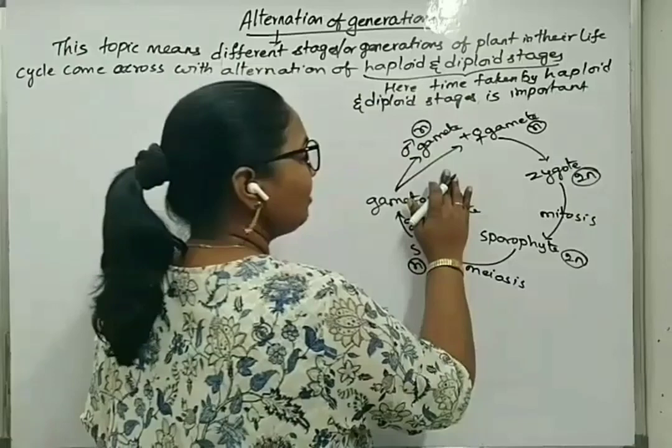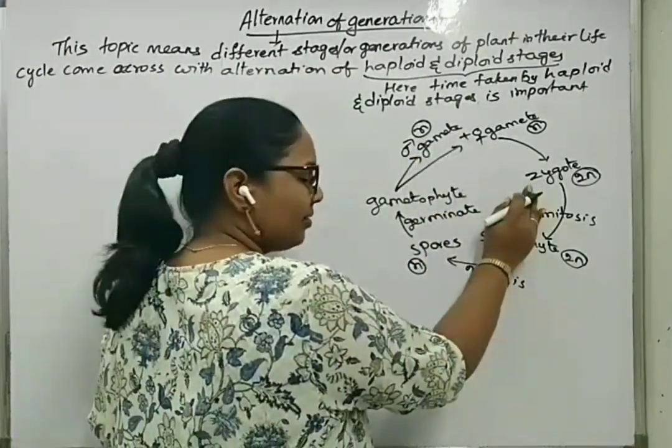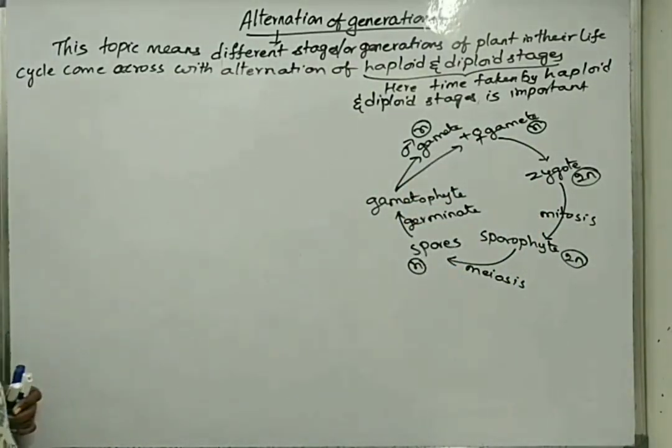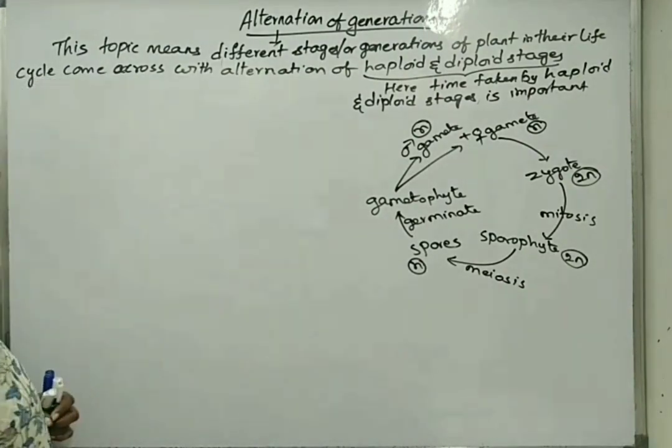In case of an animal body, what happens? The male and female gametes fuse and form a zygote. The zygote develops into an embryo and the next stage will be the adult organism. But here we are discussing plants.